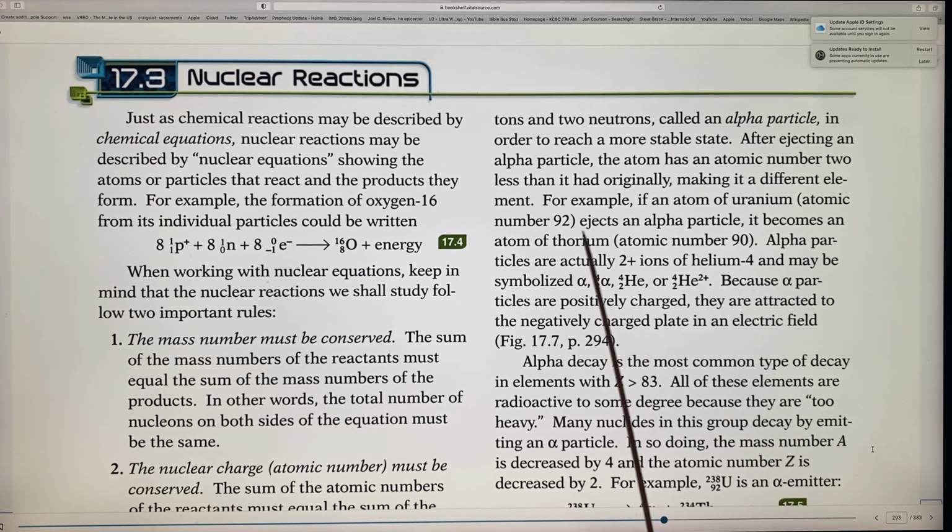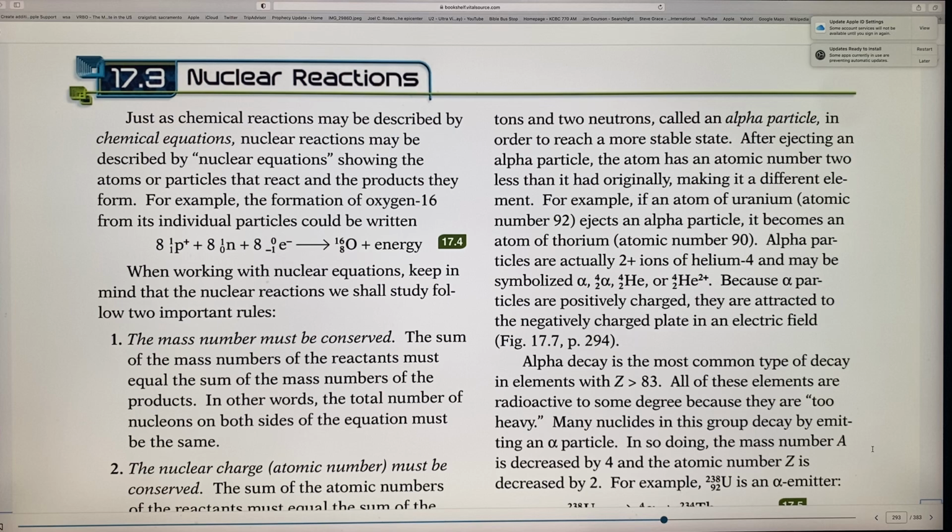So it's getting rid of 2. You're getting rid of 2 protons because it's changing the atomic number. And then the alpha particle actually has 2 positive ions of helium, -4. So it looks like a helium. If you ask what the alpha particle looks like, it looks like a helium, because it's taking 4 particles from the nucleus, 2 of which are protons and 2 of which are neutrons. And if you look at that, it looks like a helium.